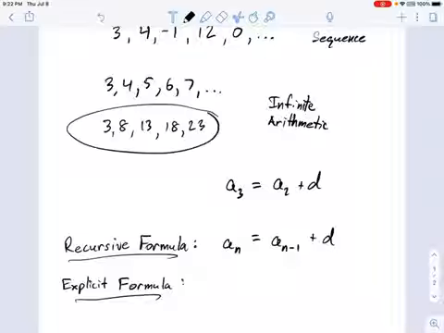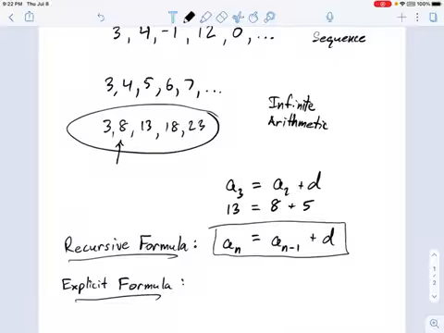And if I'm going to use this sequence as an example here, the third term is 13. 13 equals the second term right here, that's 8, plus d. And the common difference was 5. So you can see in that simple example how the recursive formula is used. It's not especially useful. You really only go one step at a time with it.